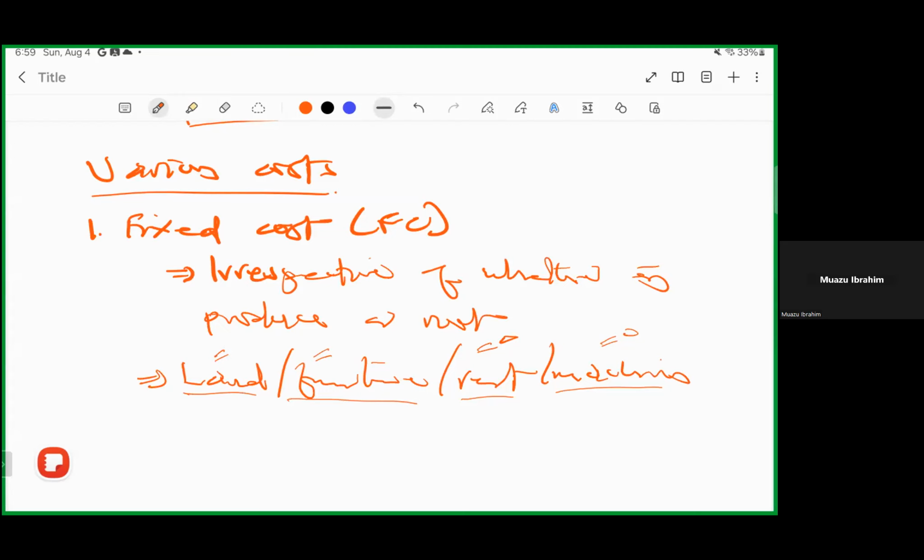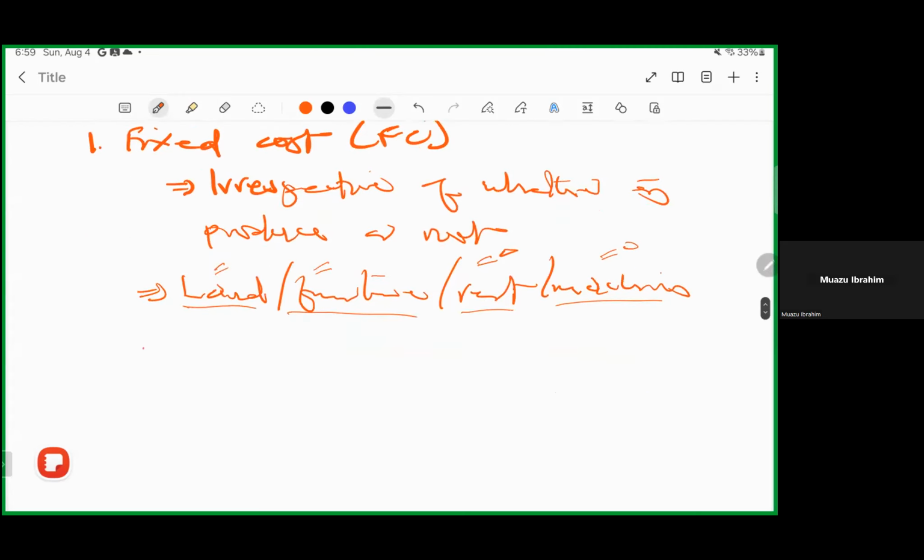So which means that even if output is zero, what does that mean? It means the firm has not produced anything. Even if output is zero, fixed cost will not be zero. Which means whether the firm likes it or not, they will still incur some amount of fixed cost.